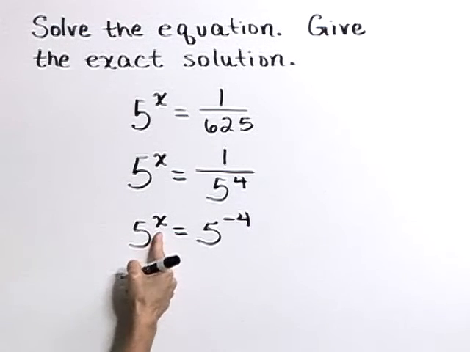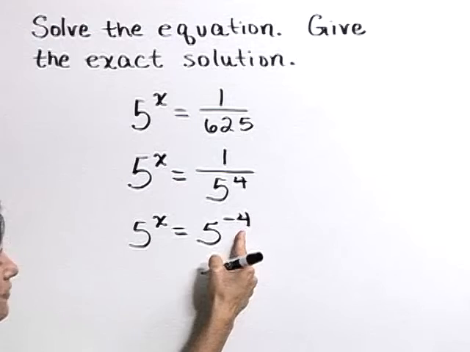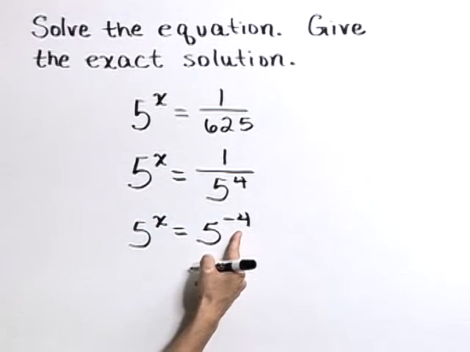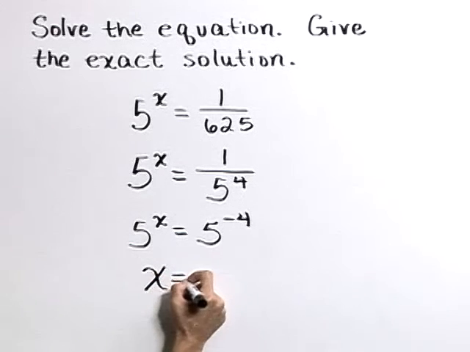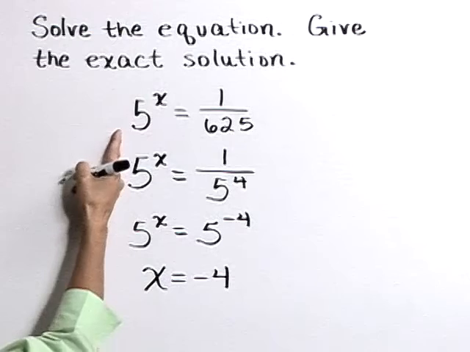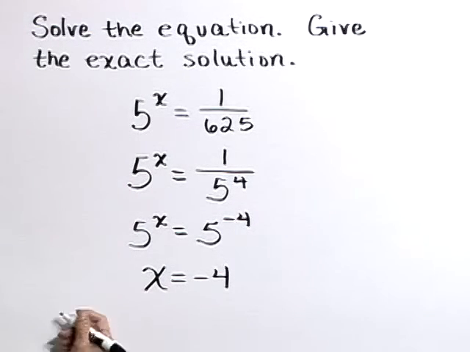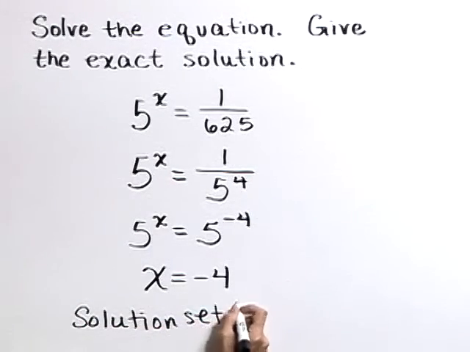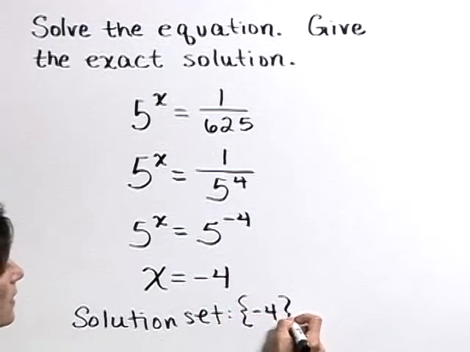Now, if 5 to the x is equal to 5 to the negative 4th power, then those exponents must take on the same value. In other words, x must be equal to negative 4. You can quickly check that in your initial equation. 5 to the negative 4 is equal to 1 over 625. So our solution set is negative 4.